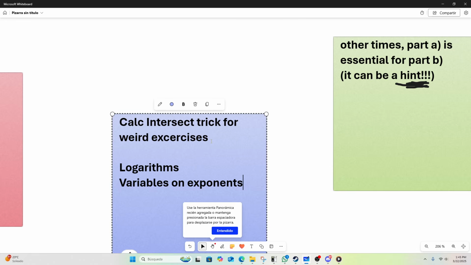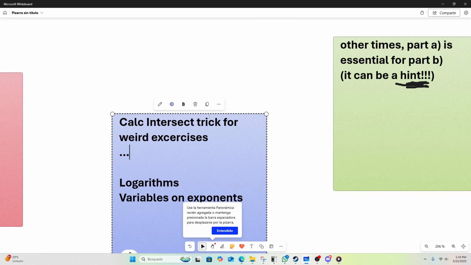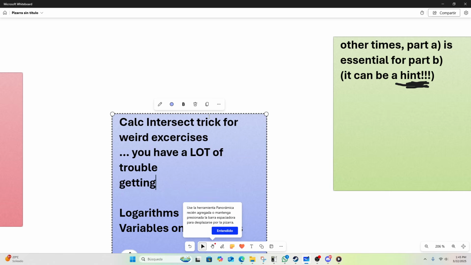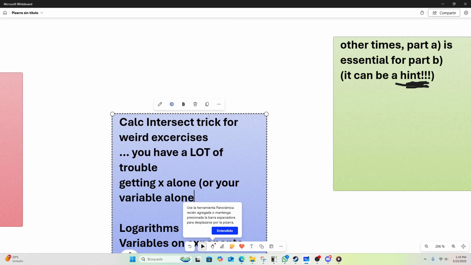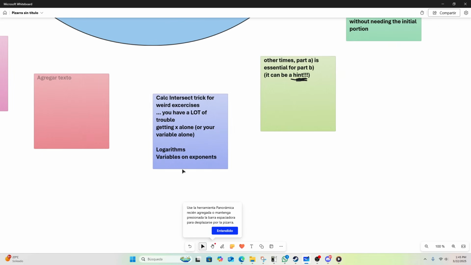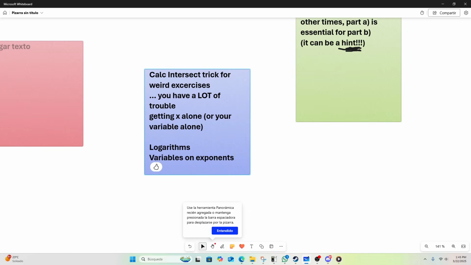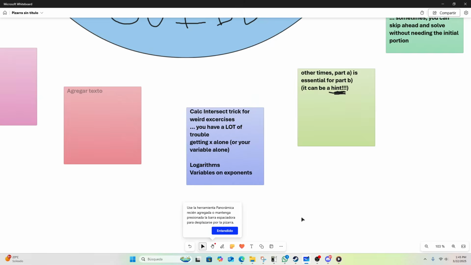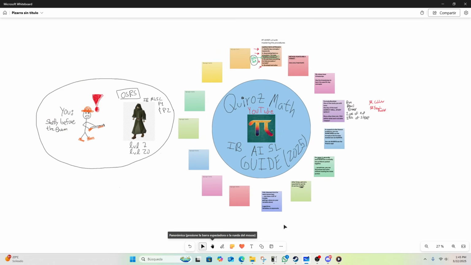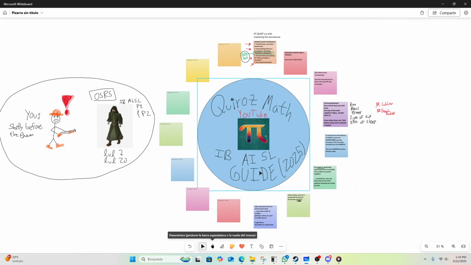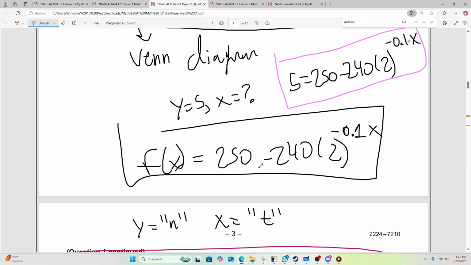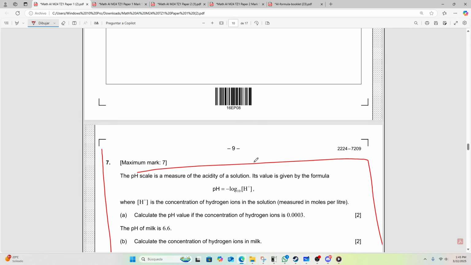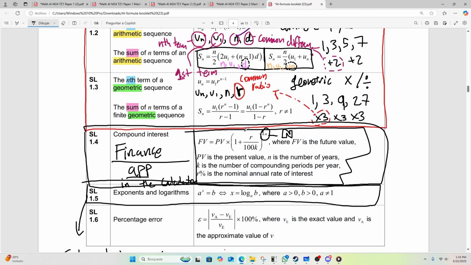So whenever you have weird exercises, or really I should say, you have a lot of trouble getting x alone, or your variable alone, okay? Specifically for logarithms and variables in exponents for IB AISL, the calc intersect trick will work wonders. The video will be in the description. Again, I'm not explaining it now, or else this video would be eternal, and that's not what I want to give you. Yeah. Back to the formula booklet.